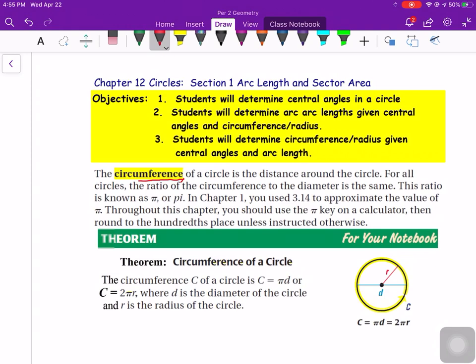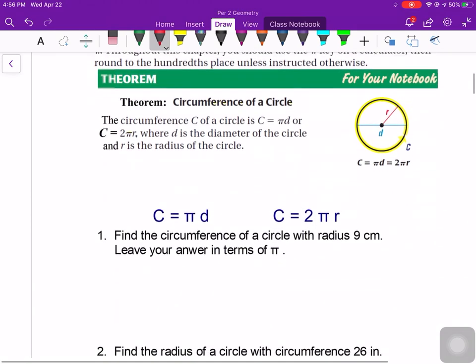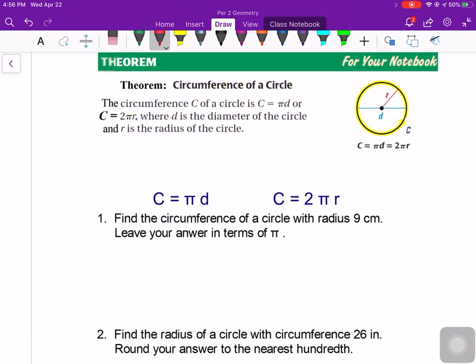Just to remind you, circumference is the distance around a circle, and it's what we call perimeter in every other type of shape. But in a circle, that's actually called circumference. There are two commonly used formulas for circumference. There's circumference equals pi times diameter, and then there's the one that we'll use the most, and that's circumference is equal to 2 times pi times the radius.